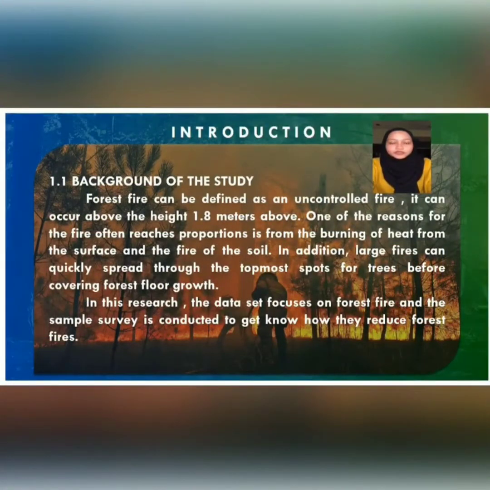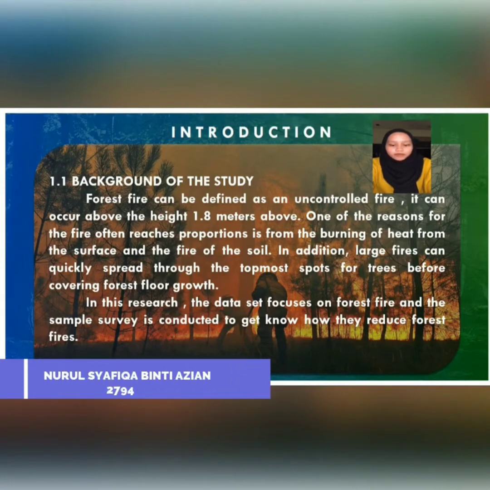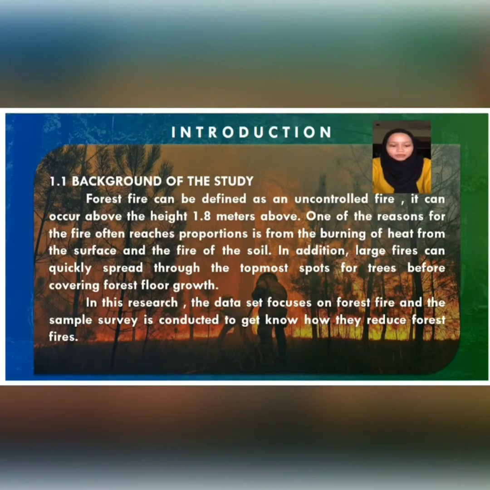1.1 Introduction. Background of the study. Forest fire can be defined as an uncontrolled fire. It can occur at a height of 1.8 meters and above. One of the reasons for this fire often reaching large proportions is the burning of heat from the surface and the fire of the soil. In addition, a large fire can quickly spread through the topmost spots of trees before covering forest floor growth.